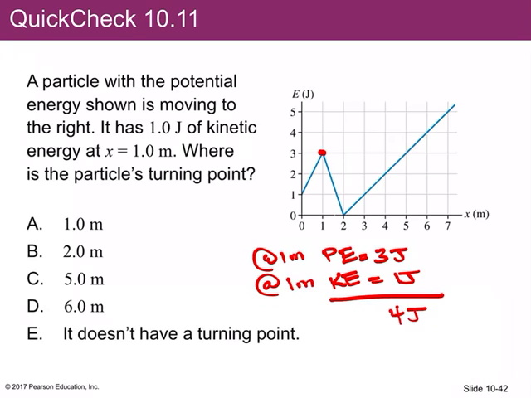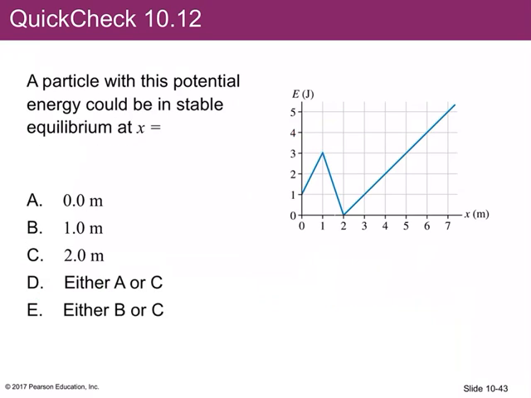So at what x position does it get to the total energy? Because if it's the turning point, it's going to get all the way to its highest point and then turn back or fall back, whatever you want to say. So if you look over here at 4, you make a little dot there, that's at 6 meters. And that's its turning point.